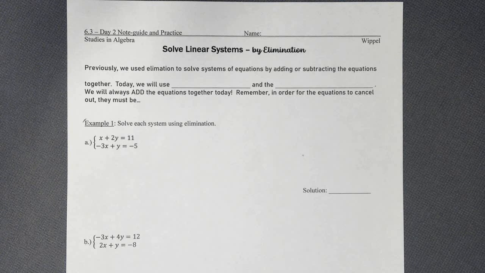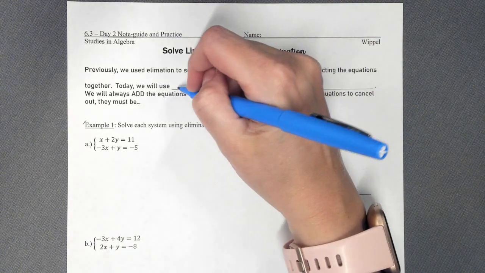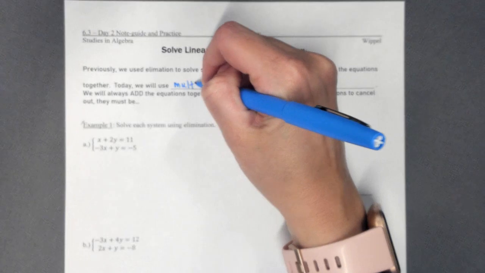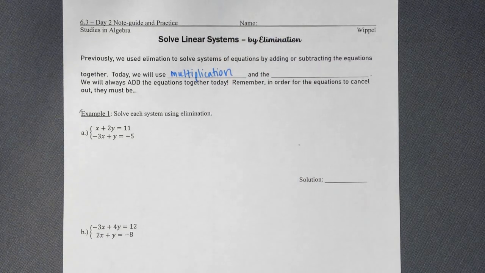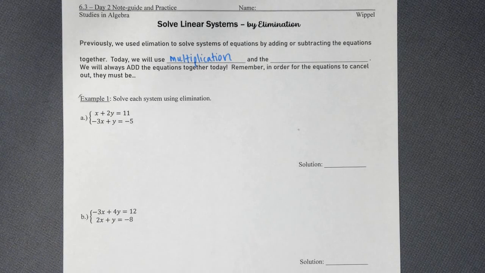Okay, so yesterday we either would add the equations together or we would subtract. So we added if there were opposites and we subtracted if they were the same. But today we're going to use multiplication. So we're going to be multiplying. So we're going to use multiplication, and when we're multiplying, we're going to use the distributive property.